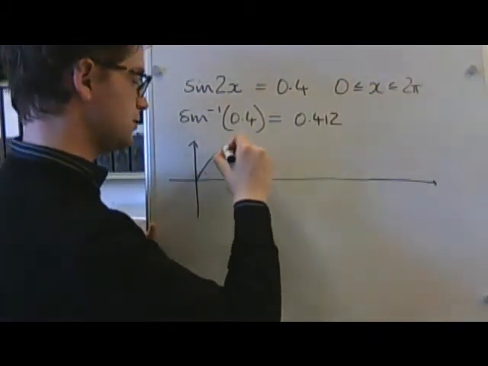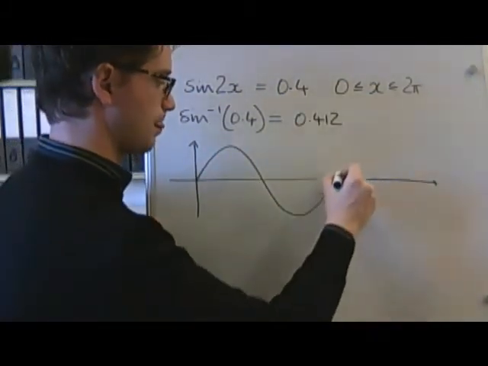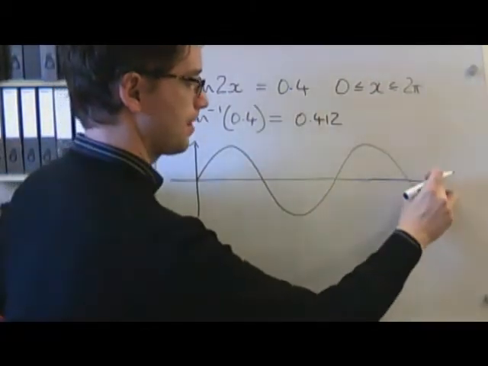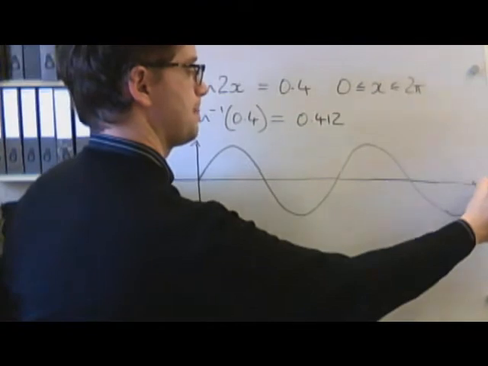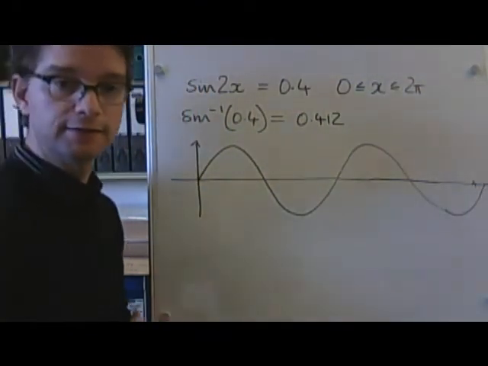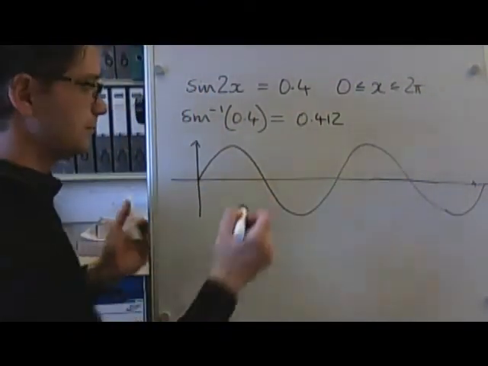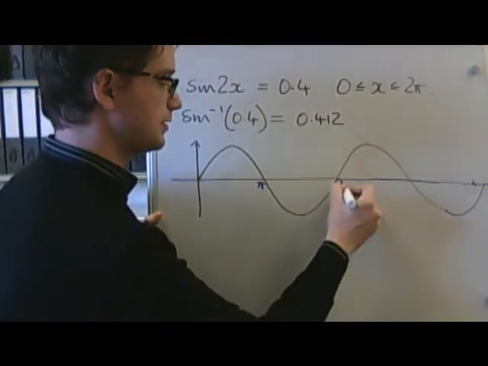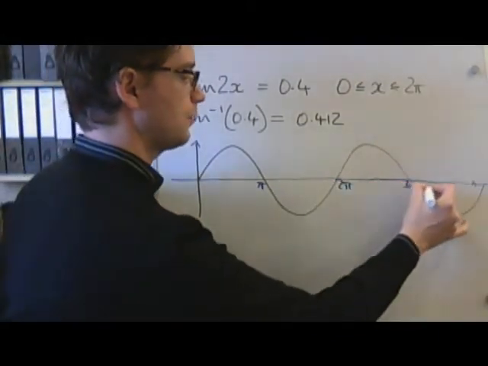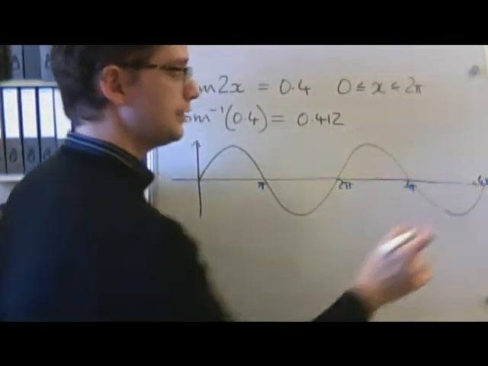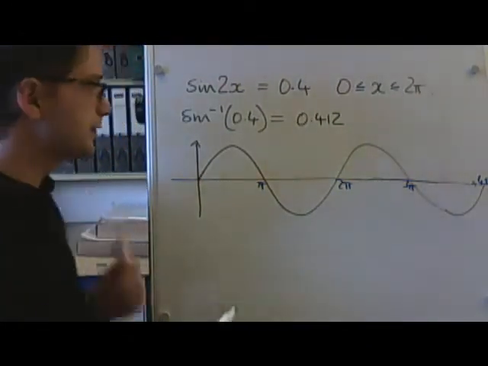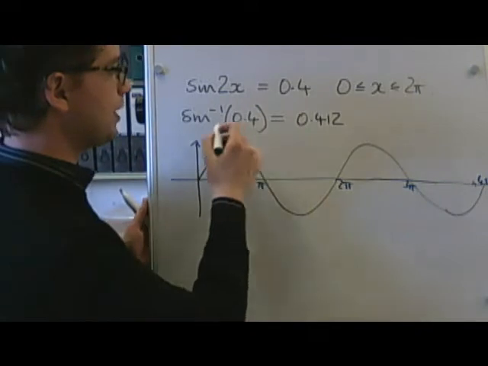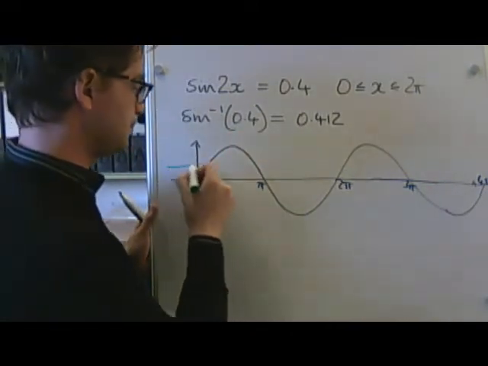I'm still going to use the regular ordinary sine curve. This runs from pi, 2 pi, 3 pi, 4 pi. I'm still interested in the ordinary curve. I'll show you why in a minute. We're interested in what happens at 0.4.